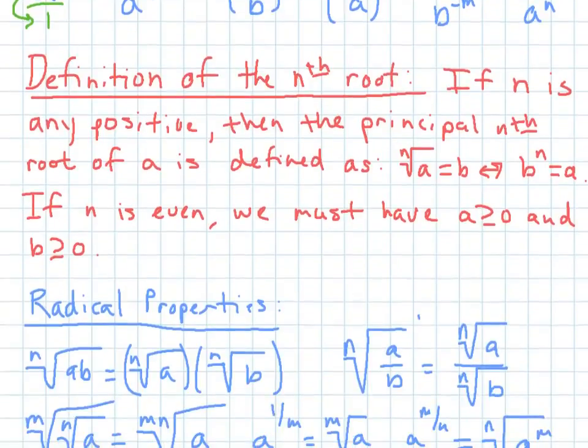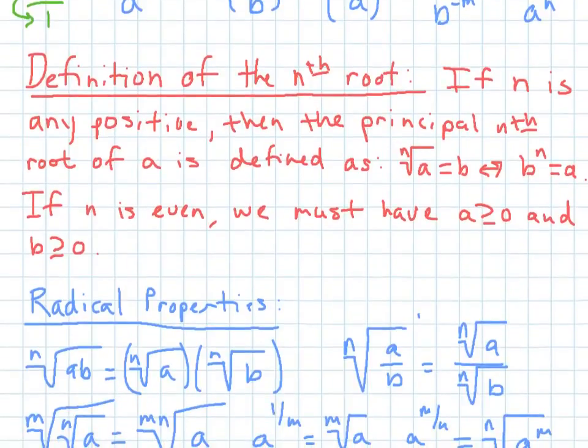Okay. Now, one definition you need to remember is for the nth root. So if n is any positive integer, then the principal nth root of a is defined as the nth root of a, which is equal to some value, whether that be a whole number or a decimal number. Okay, it depends on whether it's a perfect square or a perfect nth power. And you can rewrite that as b to the nth equals a. Those two things match each other.